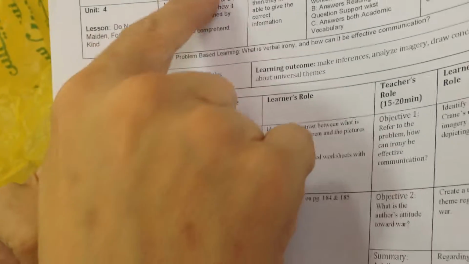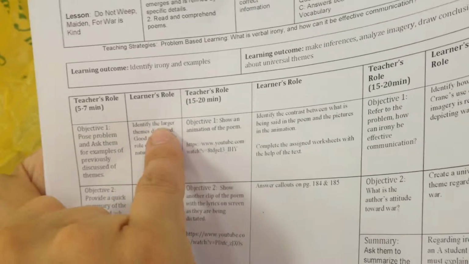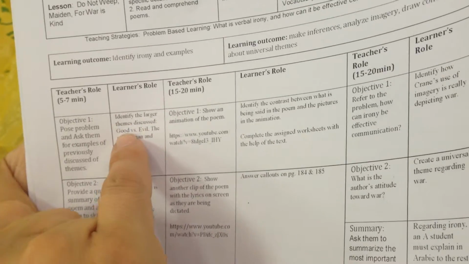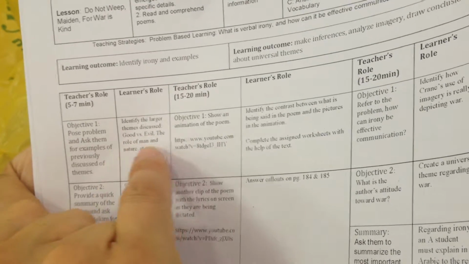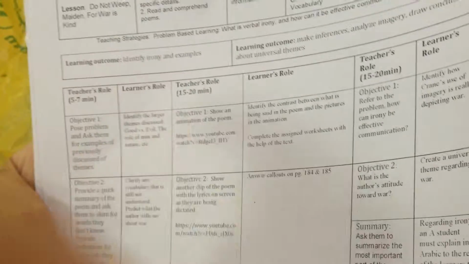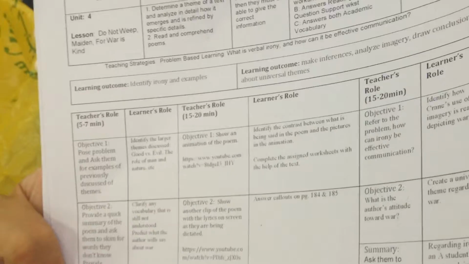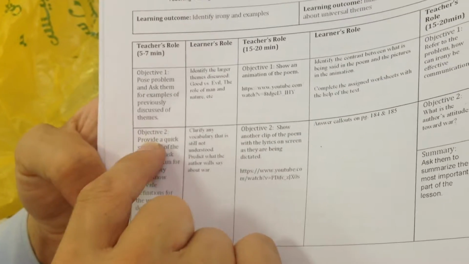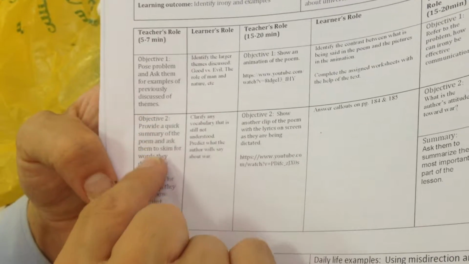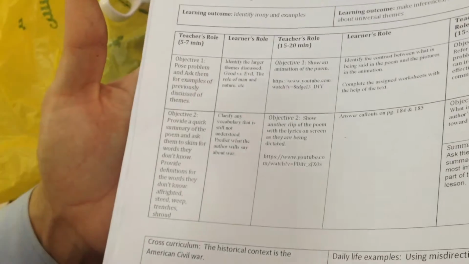For this objective, they need to be able to identify, at the beginning of class, very simple but broad themes. Good versus evil, the role of man in nature, things we've already talked about with previous examples. Once we finish that, so they can read and comprehend the poem, I want to give them a little bit of information. I want to let them know what to expect. I'm guiding them. I'm giving them an idea.